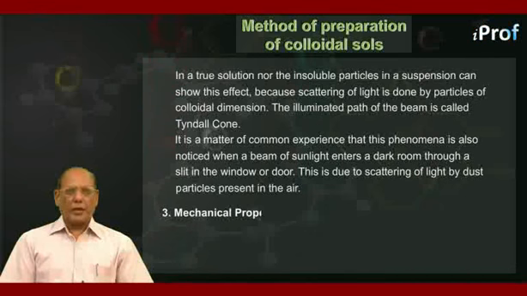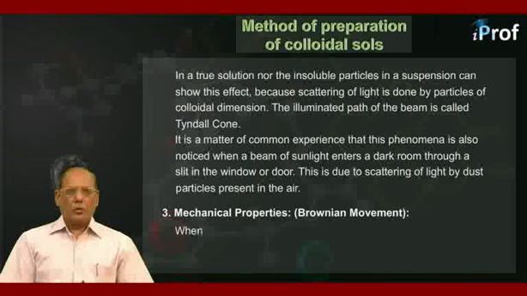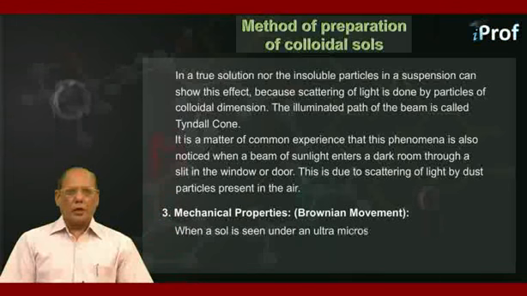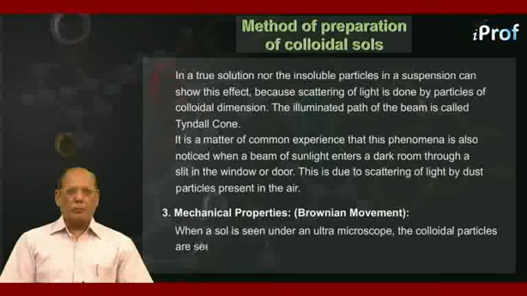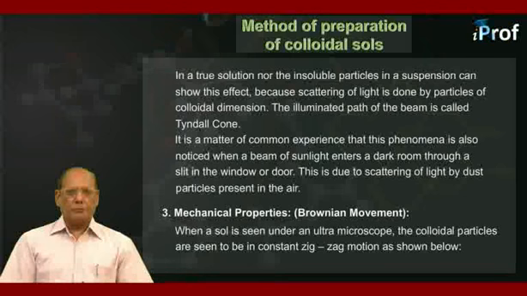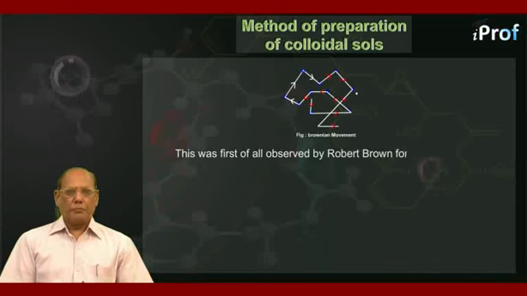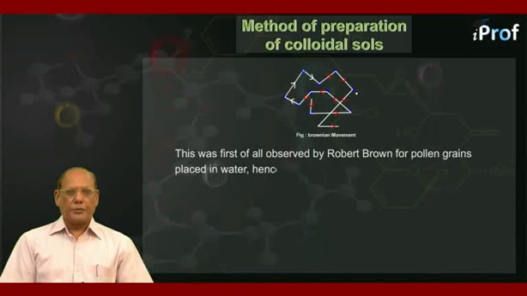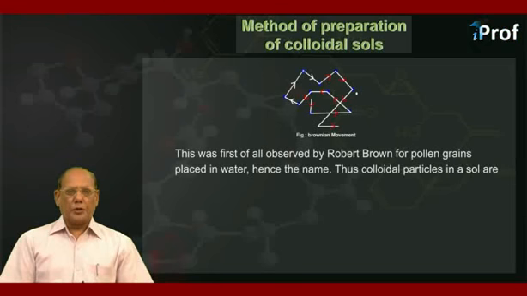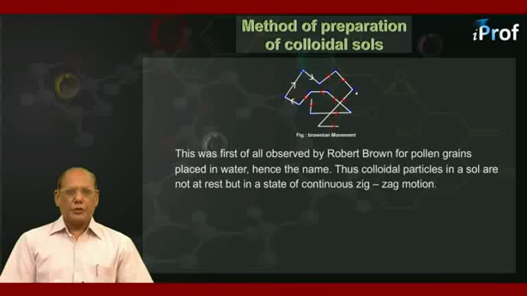Number 3, mechanical properties. Brownian movement. When a sol is seen under an ultramicroscope, the colloidal particles are seen to be in constant zigzag motion as shown below. This was first observed by Robert Brown for pollen grains placed in water, hence the name. Thus, colloidal particles in a sol are not at rest, but in a state of continuous zigzag motion.